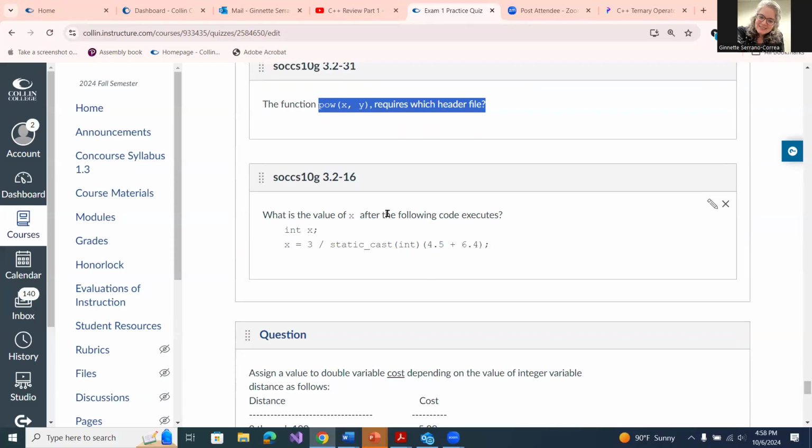What is the value of x after the following code executes? So here we're testing your knowledge on static_cast and what static_cast does. Static_cast is going to take whatever value you get in these parentheses and change it to an integer. So it's going to demote the value. So this would be 10.9.